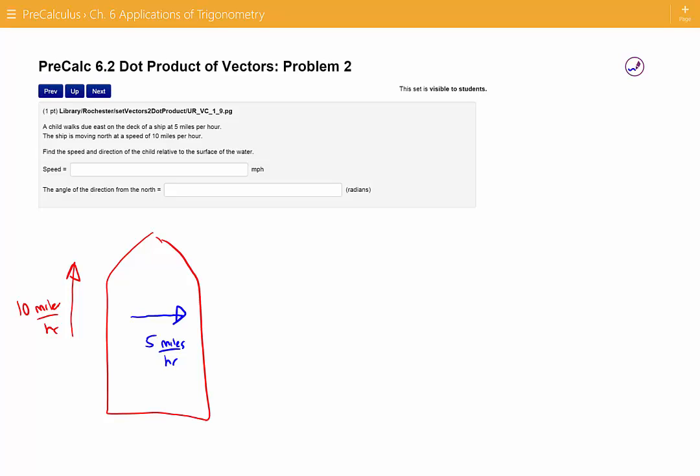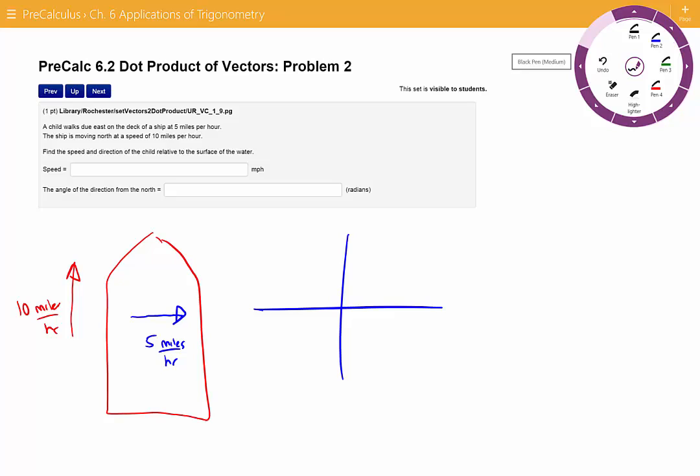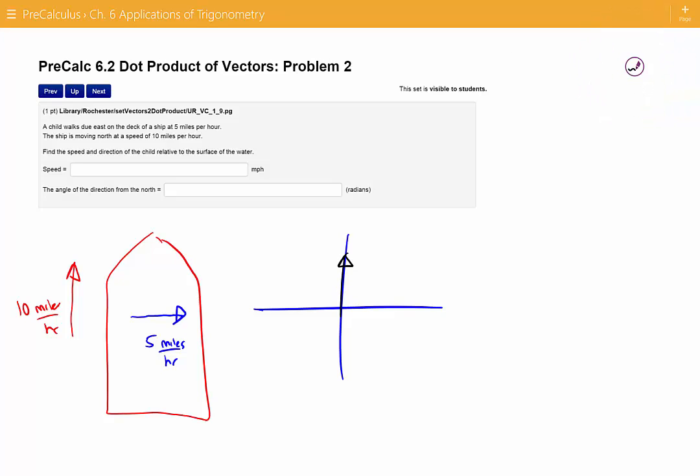So what we're going to do is place both these vectors that they gave us on an ordered pair here. It doesn't matter where you place vectors, right? Because all that matters is the direction and the magnitude of them. So this one's up 10, and the other one is over 5. So I'll place them here.